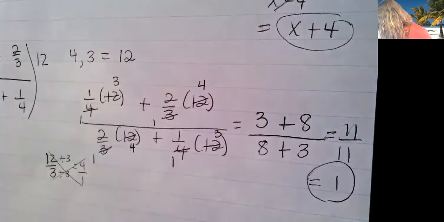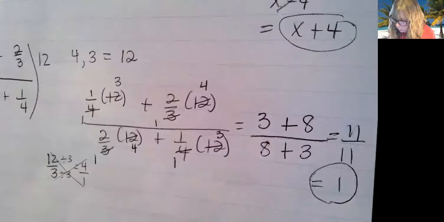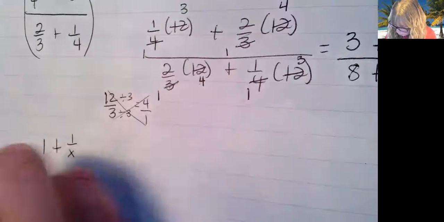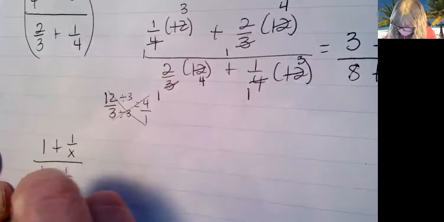You'll find one more in your book. And let's do this one. 1 plus 1 over x, over 1 minus 1 over x.